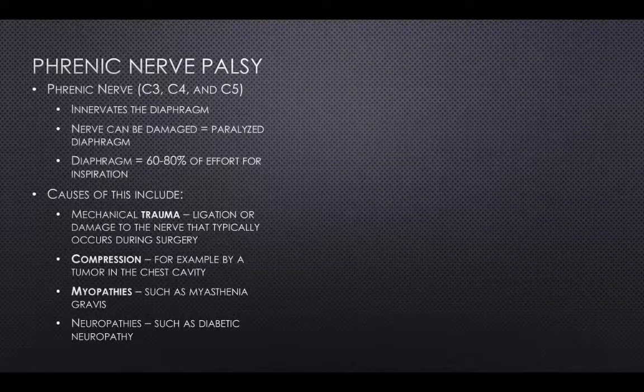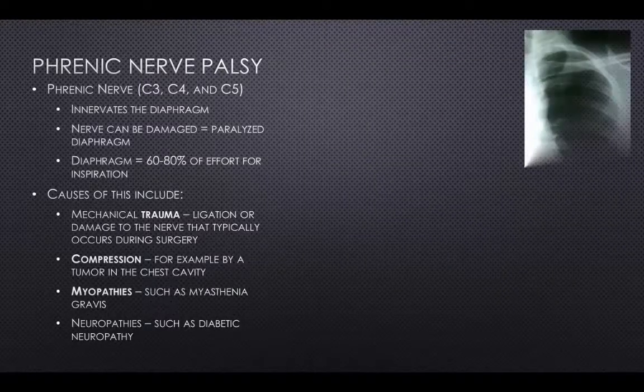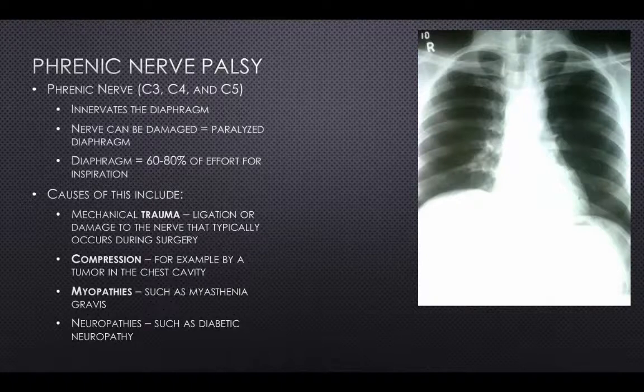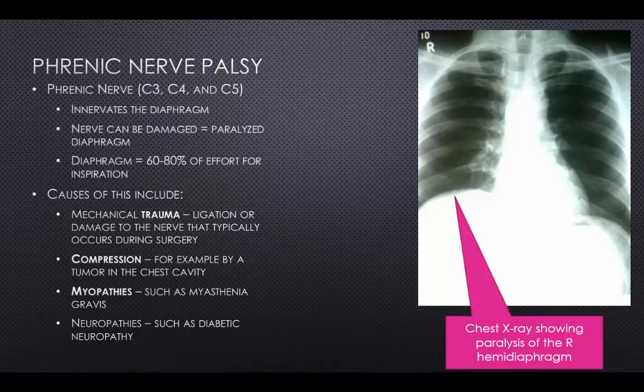Phrenic nerve palsy is not overly common. This is an example of an X-ray of someone who has phrenic nerve palsy. This is a paralysis of the right side of the hemidiaphragm.